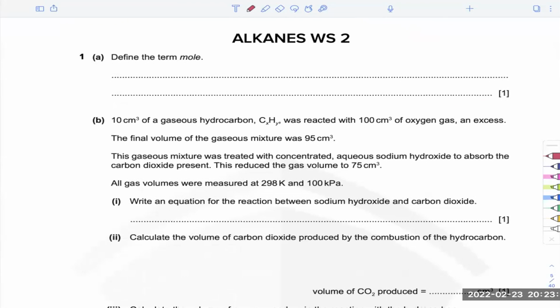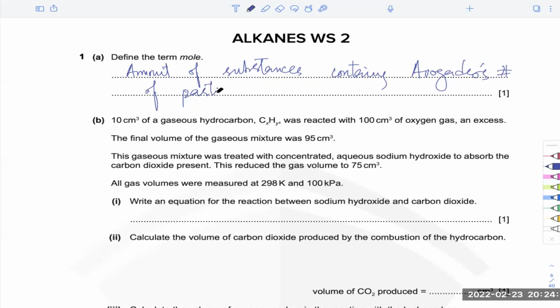Define the term mole. So the definition of the mole was changed a few years back. I think it was 2018, my first or second year. Mole is the amount of substance containing Avogadro's number of particles. Earlier people said containing the same number of atoms as 12 grams of carbon-12, but that definition was changed.